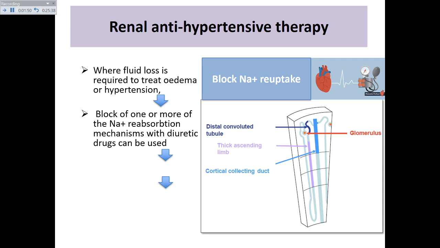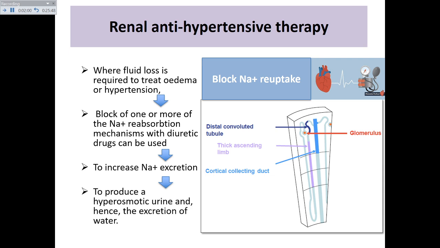This is by blockage of one of the Na reabsorption mechanisms with a diuretic drug, and this is to increase sodium excretion, and water will follow and it produces hyperosmotic urine.